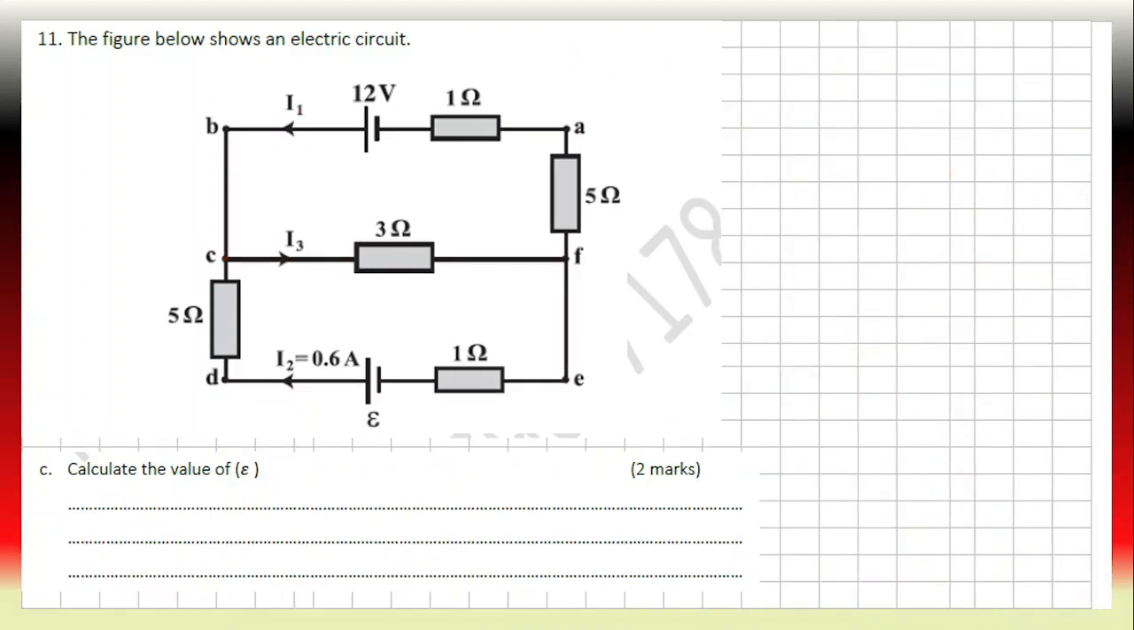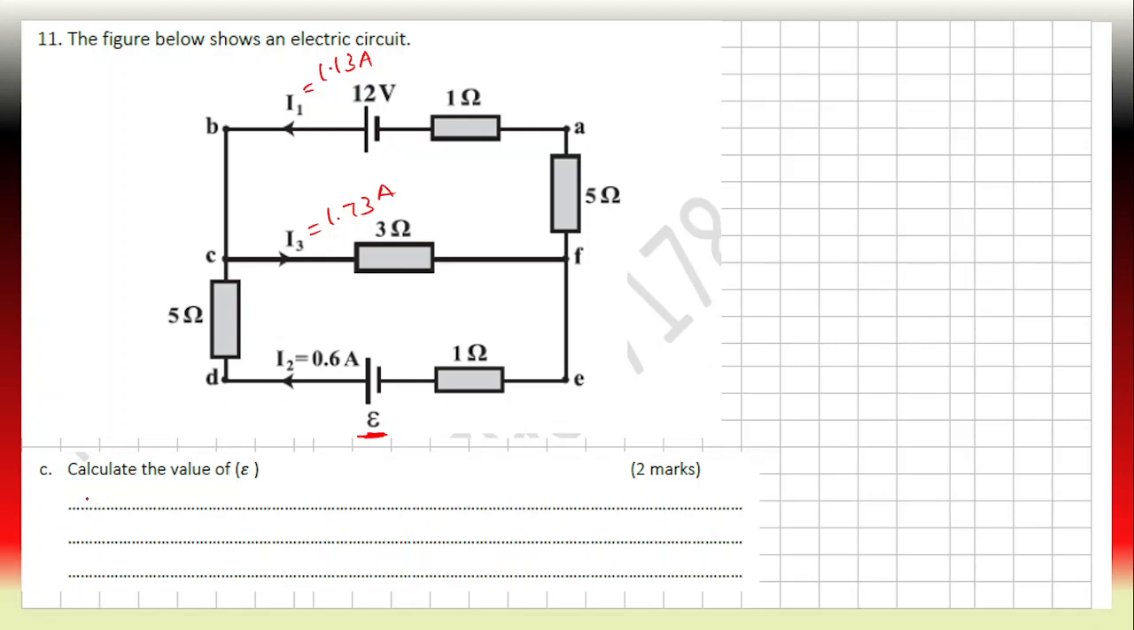Then the next one we're being asked to do what? Calculate the value of E. They want the electromotive force here. So at this point, we have I1 and we have I3. I3 is 1.73. I1 is 1.13 ampere. From here now we can use any loop, but you can always choose the easiest to you.